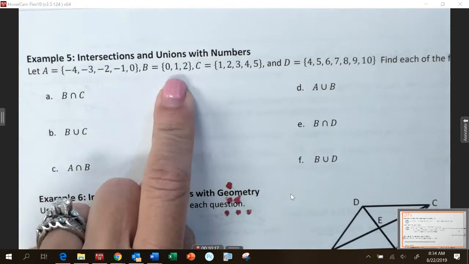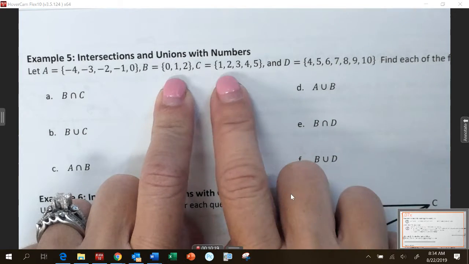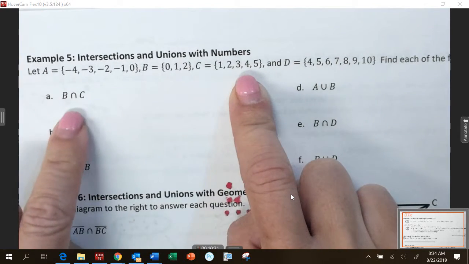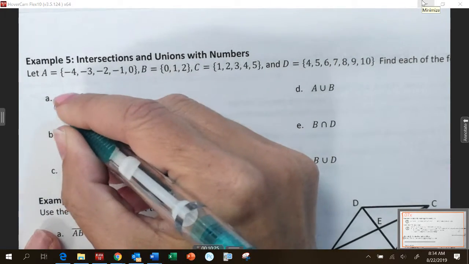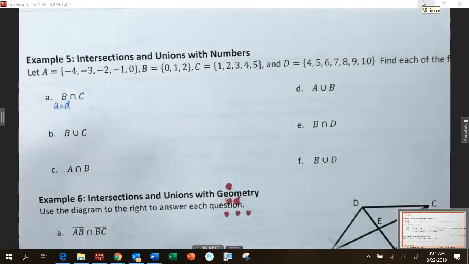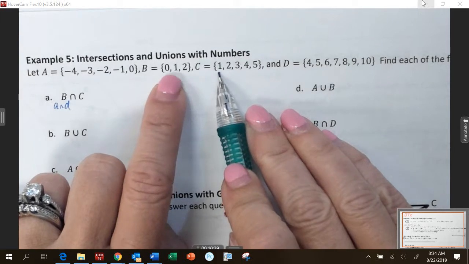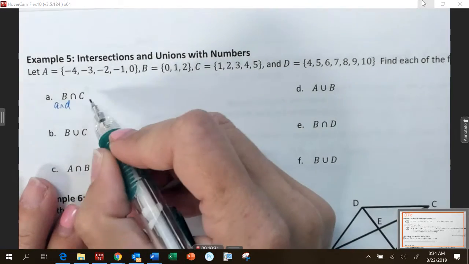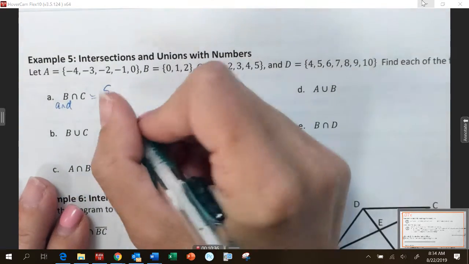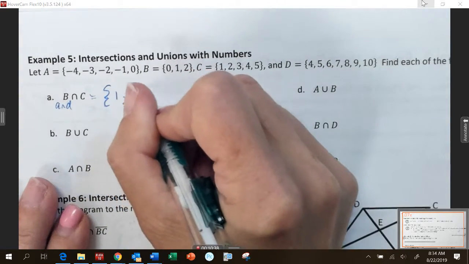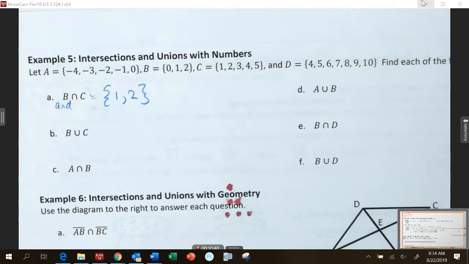Up here B has 0, 1, 2. C has 1, 2, 3, 4, 5. Intersection means "and." What do they both have in common? What numbers? 1 and 2, and that's it. So we create fancy brackets, just like these have, and we list 1, then 2 in numerical order and close the fancy bracket. That is the intersection.